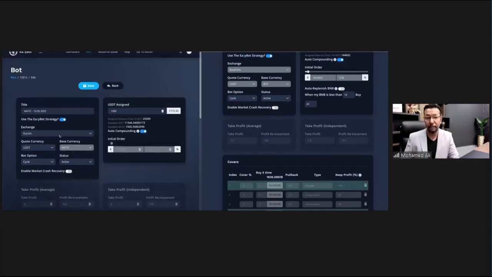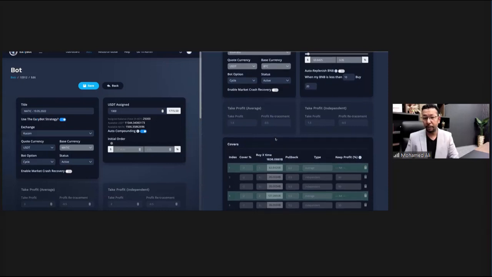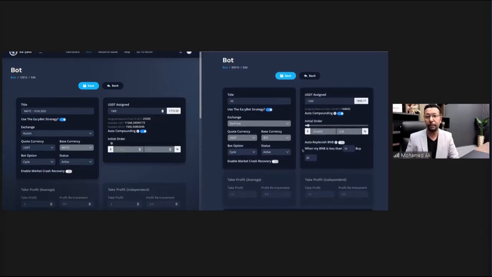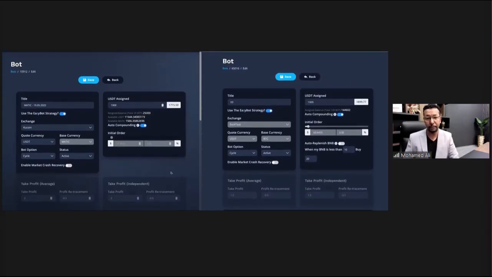So on the left-hand side, we have the new one. On the right-hand side, you have the old one. So let's start from the top and see what the differences are. On the top here, the first thing that we did is the take profit on the average.